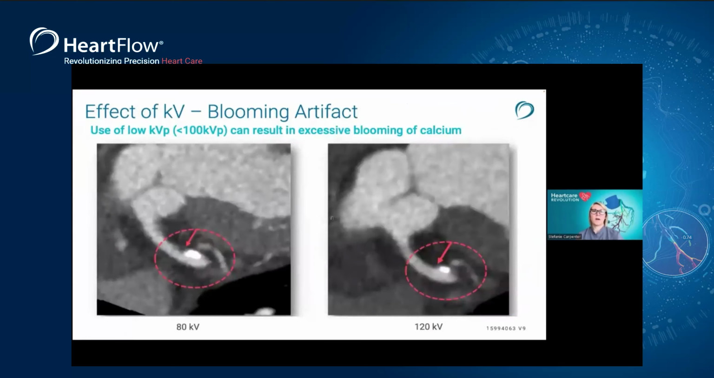This demonstrates the effect of low kV on calcium blooming. If you look at the image on the left, scanned at 80 kV, proximal to the calcification, there appears to be soft plaque. When the patient was scanned again with 120 kV, the blooming significantly decreased, and there's no evidence of soft plaque. When imaging with low kV, there is a higher chance of providing an FFRCT score that could prove to be falsely positive. In reality, the calcium blooming could have been avoided with proper kV selection on the initial scan. With the utilization of appropriate kV, you can significantly reduce the incidence of artifacts and increase the accuracy of FFRCT results. SCCT guidelines state 120 kV is the standard for cardiac imaging.